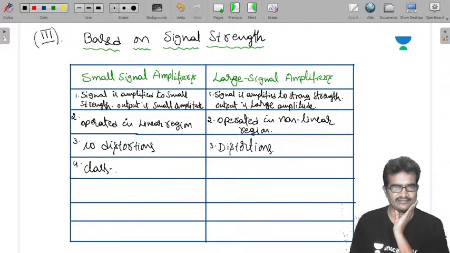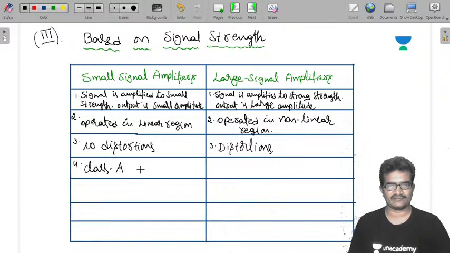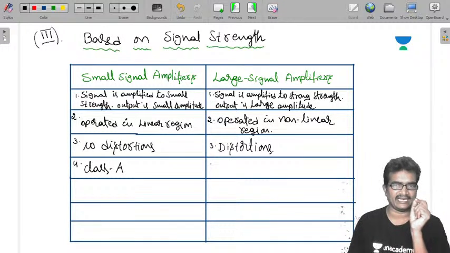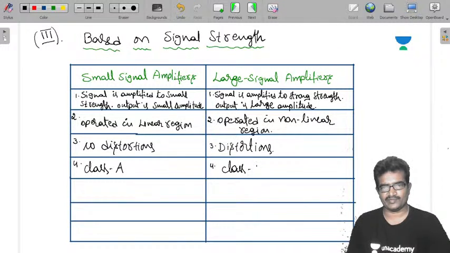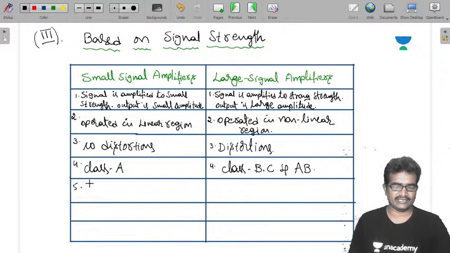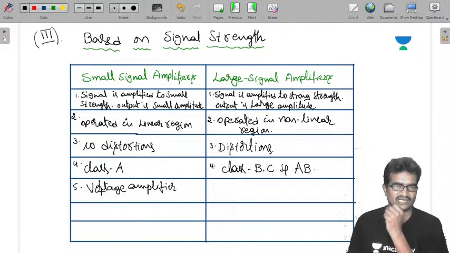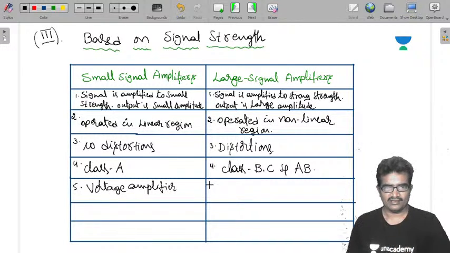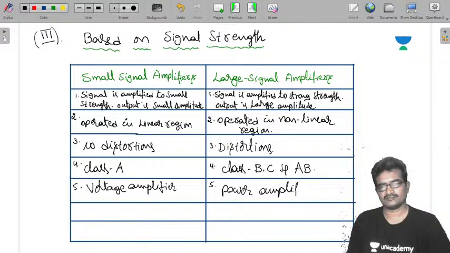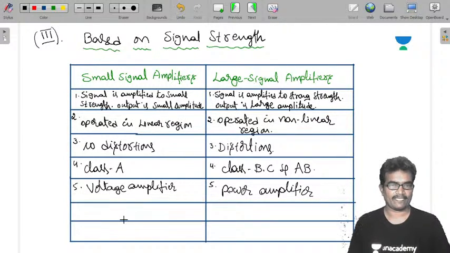The fourth point: here it is a class A power amplifier. And here it is class B, class C and class AB. Here, basically, a standard small signal amplifier is a voltage amplifier. We can design small signal amplifiers, medium signal amplifiers, narrow band frequency amplifiers and oscillators from this. And this side is purely a power amplifier.